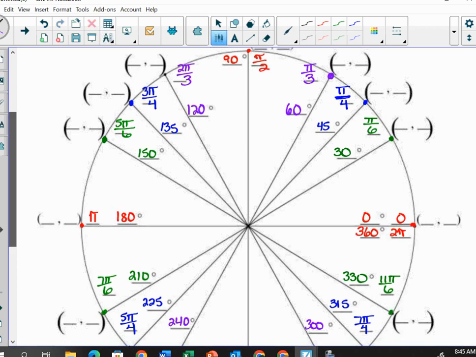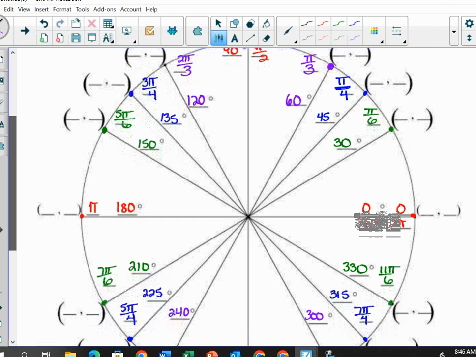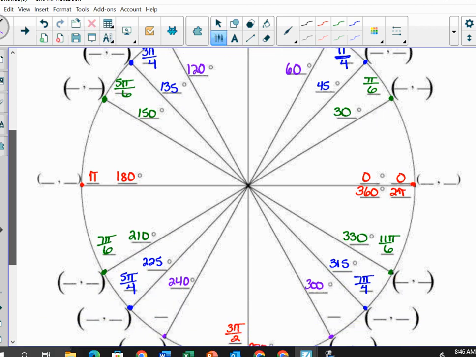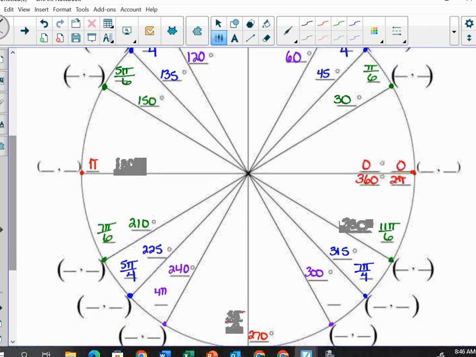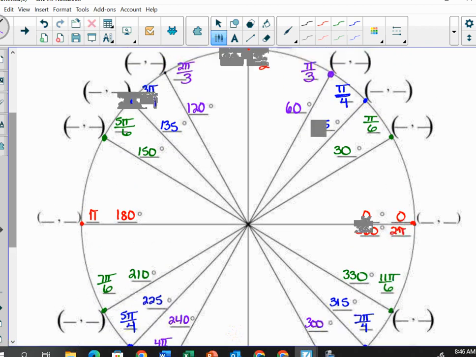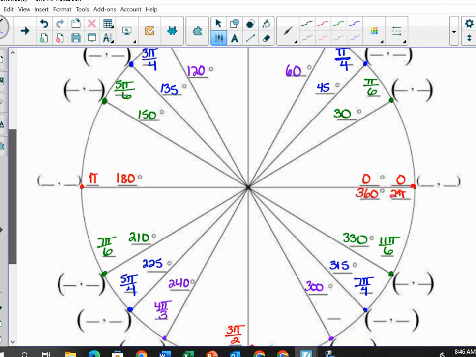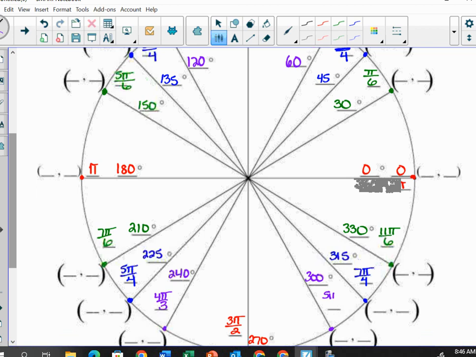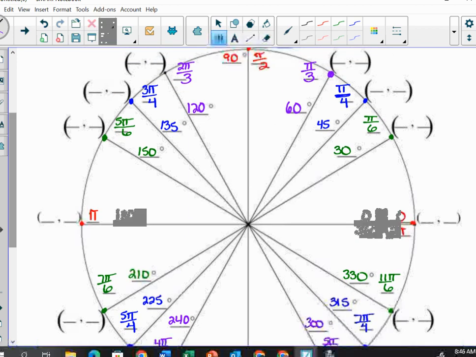All right, third quadrant, what do you think? 4 pi over 3. Wait, so this isn't the same rule where it's only simplified? No, it absolutely is the same rule. So we had 1 pi over 3, 2 pi over 3, 3 pi over 3 reduces, so I don't want it. So the next one's 4 pi over 3, and 5 pi over 3.